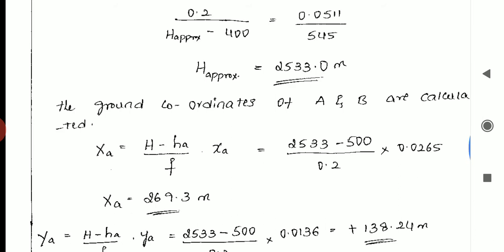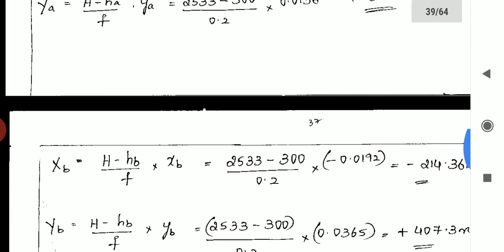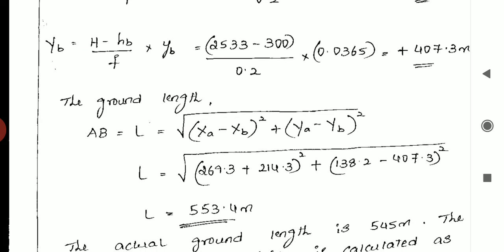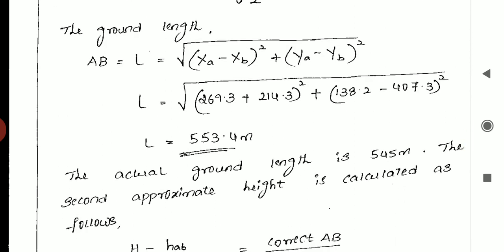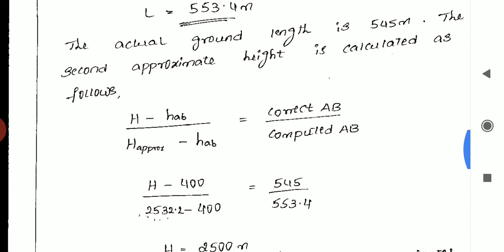By using h_AB we will get the approximate H. Second point: the coordinates of A and B are calculated. By using the coordinate formula we get the XA and YA coordinates, and the XB and YB coordinates. Then using XA, XB, YA, YB we get the ground length. Then again we have to calculate the actual length, no? The actual formula is capital H minus h_AB, H approximate minus h_AB, corrected AB, computed AB.